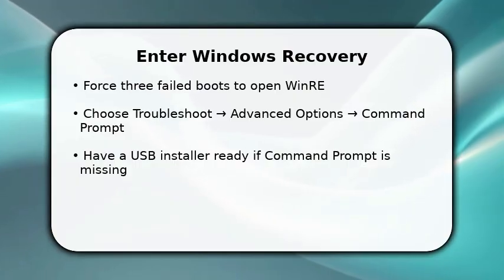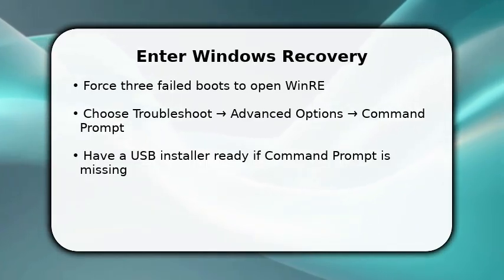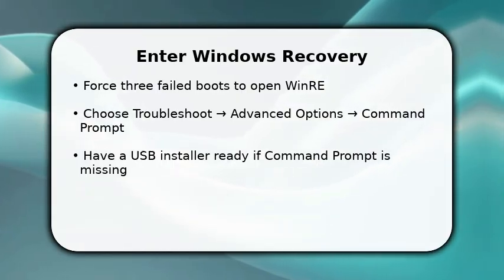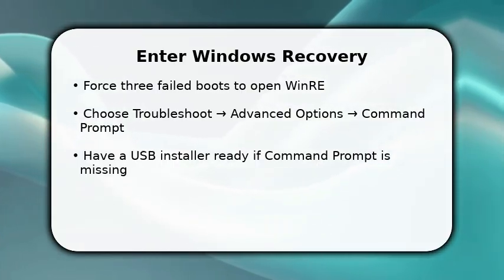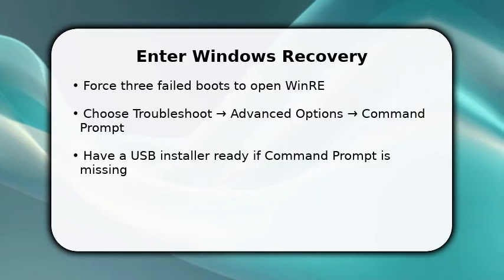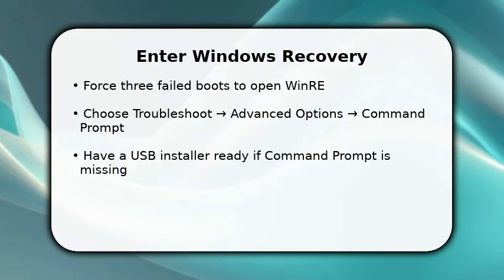You start right now by forcing Windows into recovery. Power cycle. Interrupt boot 3 times to trigger WinRE. Once in, choose Troubleshoot, then Advanced Options and open Command Prompt. That gives you direct control. If Command Prompt is absent, plug in a USB installer and boot from it to access repair tools.